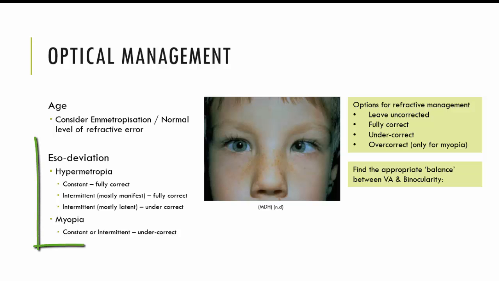some general principles about what we should do in the presence of an esotropia. Let's start off with a patient who's been found to be hypermetropic. What do we do in this instance? If the patient has a constant deviation, so a deviation that's there always or a manifest deviation that's there always, then it is best that you fully correct the refractive error. So as an example, if we find plus 3 OU, then you give plus 3 OU.